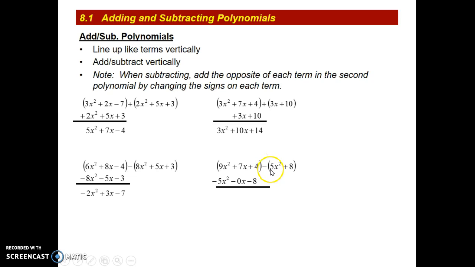Notice the positive 5x squared became a negative 5x squared. The plus 8 became a minus 8. Now I'm just going to subtract vertically. So 9x squared minus 5x squared is 4x squared. 7x minus 0x is 7x. And 4 minus 8 is negative 4. This is our final answer for this problem.